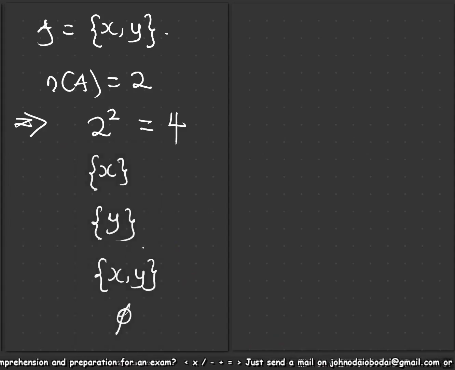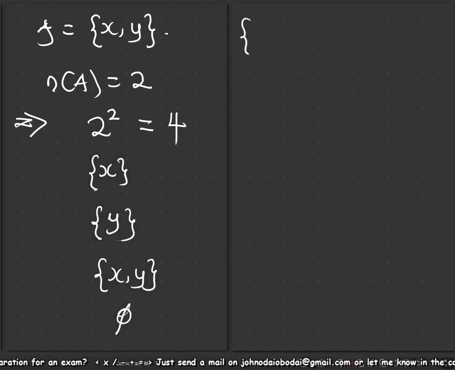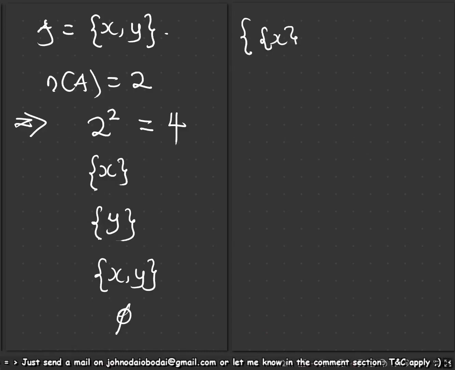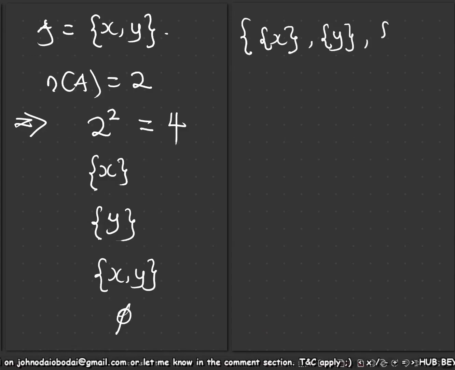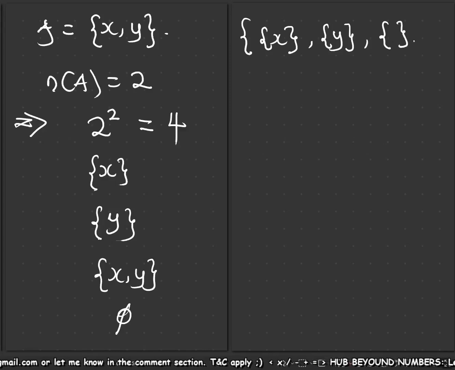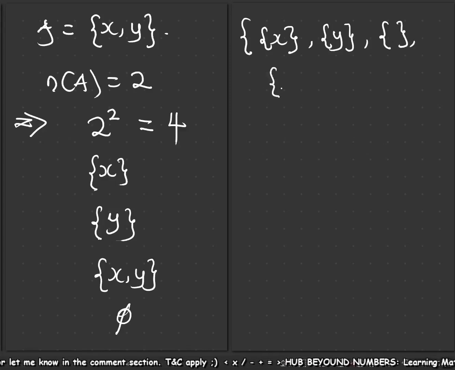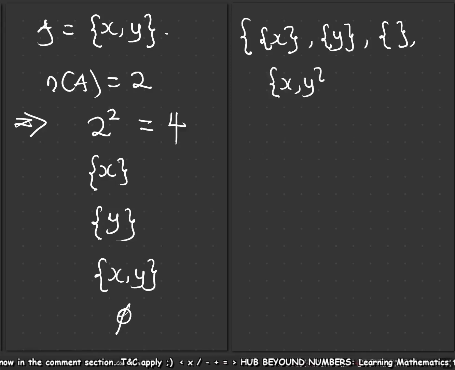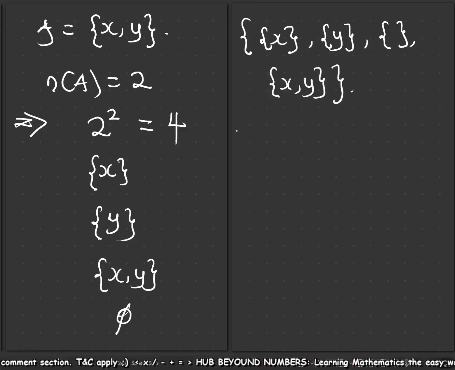If we are asked to write the power set, then for that we are going to put it in another curly bracket. So the set of X, and then the set Y, and then the null set, then finally our set XY. This here is our power set. So this is how far this video is going to go.